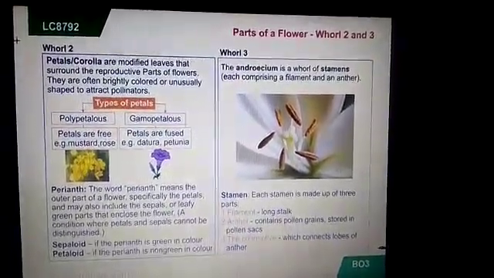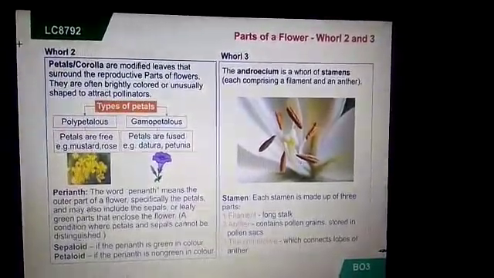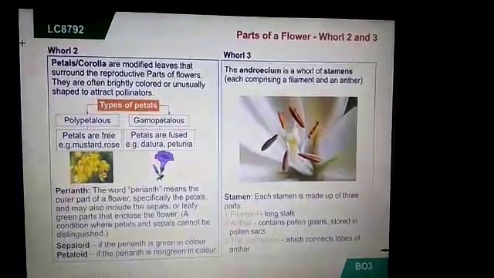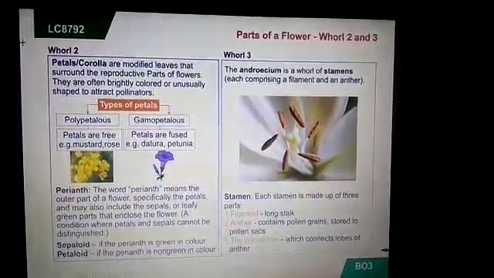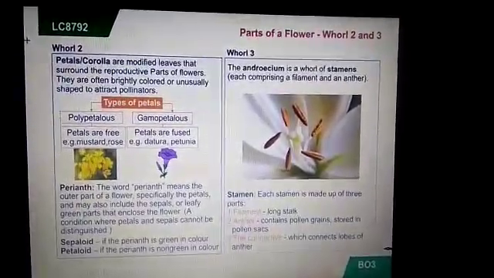Now we are discussing the parts of a flower. In the parts of a flower, we were discussing the flower parts. The flower parts were arranged in 4 rows. In the previous class we discussed row 1. Now row 2 and row 3.